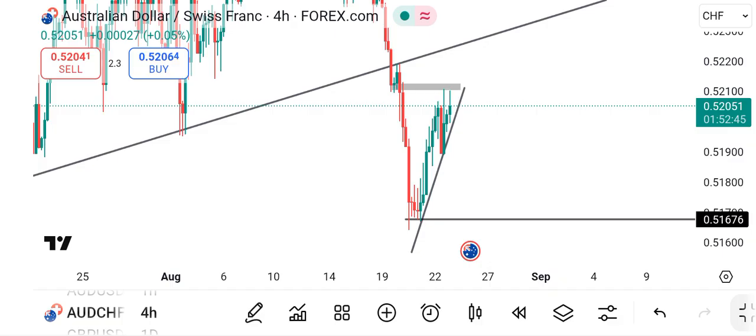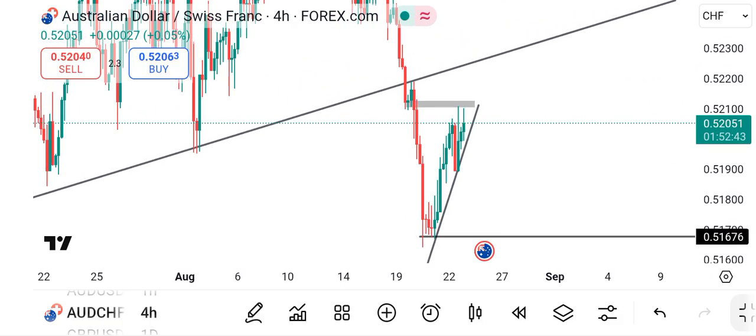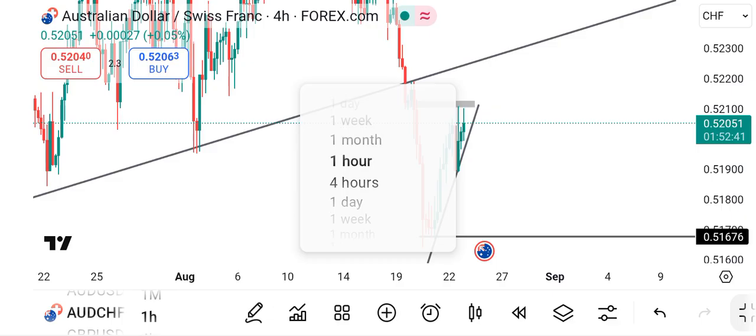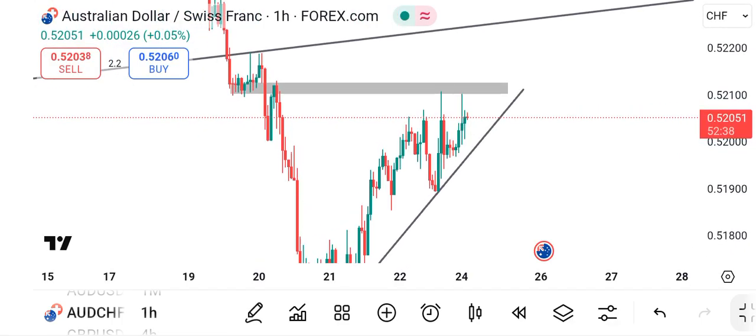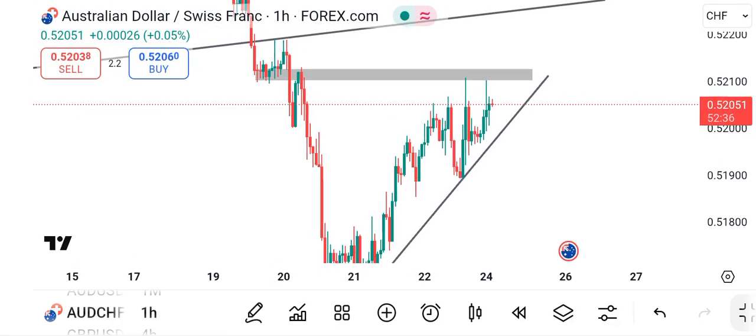So what you'll be waiting for is just for this guy to at least break this counter trend line. On 1 hour it is more clear. You can see it clearly on 1 hour. You will just be waiting for that.